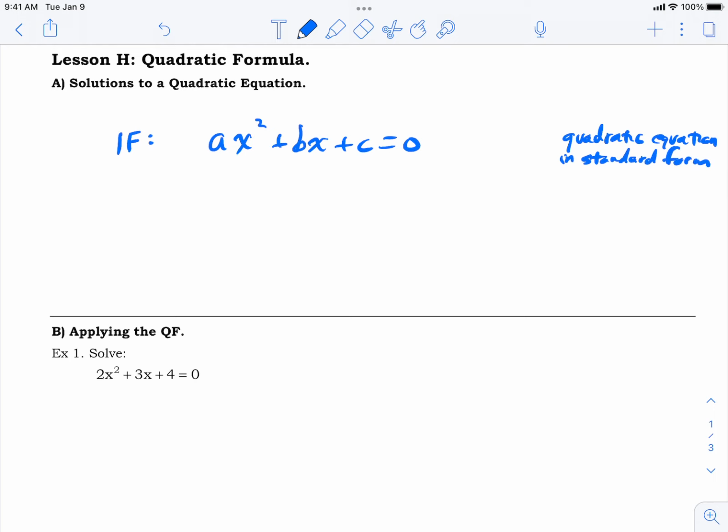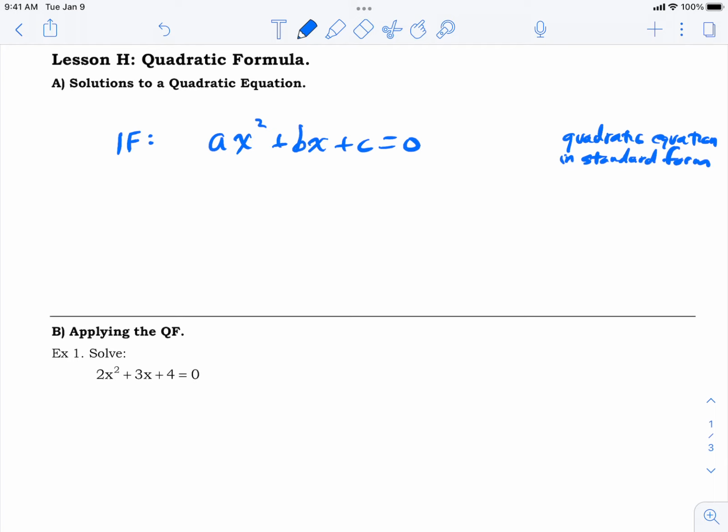What does standard form mean? It means you kind of go in order, right? First you put the x squared term, then you put the x term, then you put the constant term, and make sure that it says 0 on the right. And by the way, a lot of times you'll have a quadratic equation and it's not in standard form. Well, your first task would be to just massage it, rearrange it, and put it in standard form.